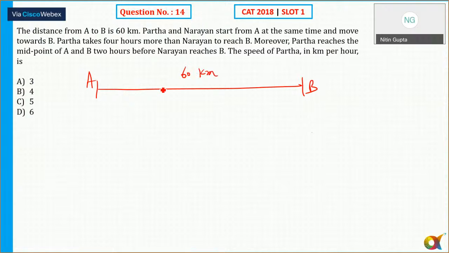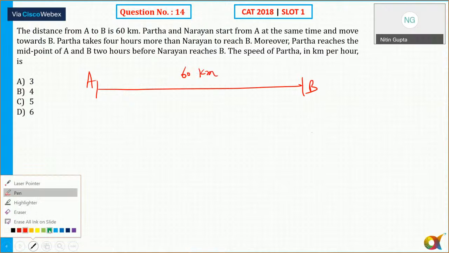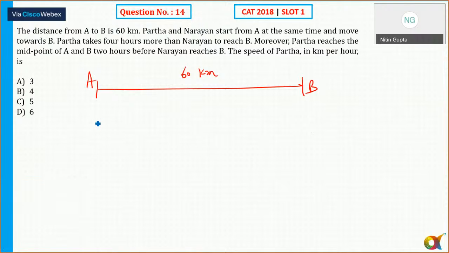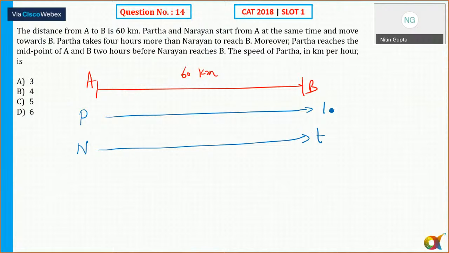Now Partha and Narayan, there are two persons, Partha and Narayan. It says they started from A at the same time. So Partha started from A as well as Narayan also started from A at the same time and moved towards B. Partha takes 4 hours more than Narayan to reach B. So if Narayan is taking a total time of T, then Partha is taking T plus 4 hours. Moreover, Partha reaches the midpoint of A and B 2 hours before Narayan reaches B. So Narayan reaches B in T hours.